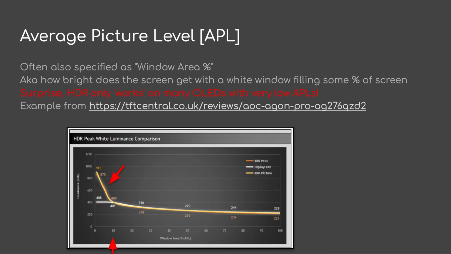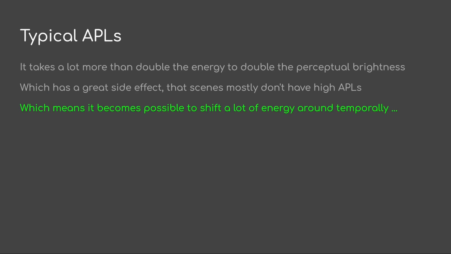Here's an example again from TFT Central. I'd suggest reading the full article so you get the complete picture. Typically, images have low APLs because it takes a lot more than double the energy to double the perceptual brightness, which means it becomes possible to shift a lot of energy around temporally if we want to.